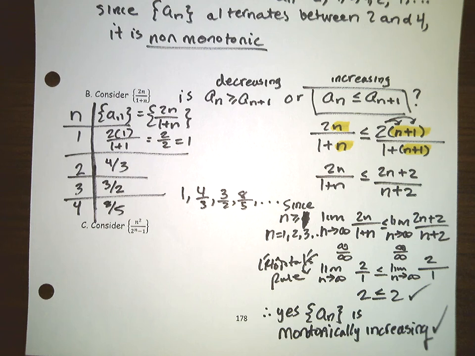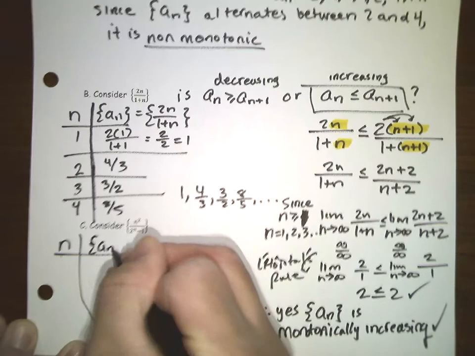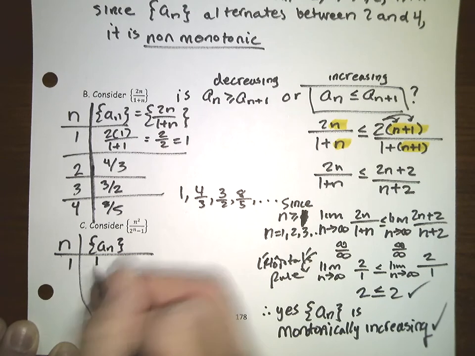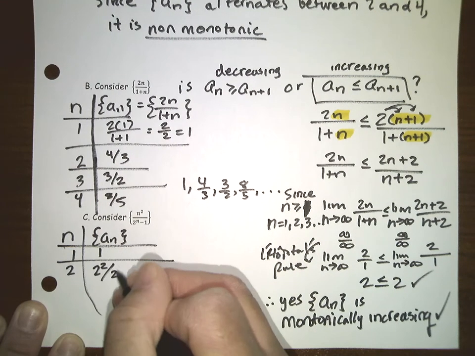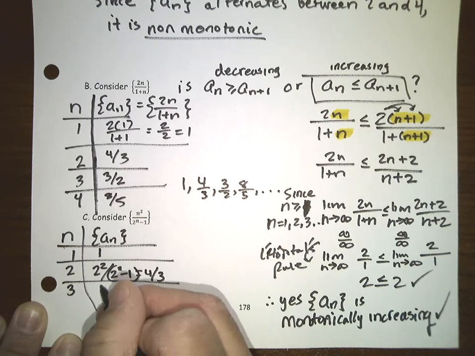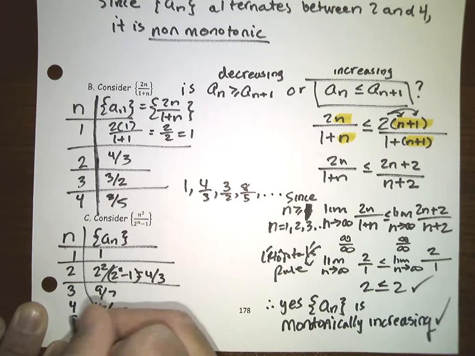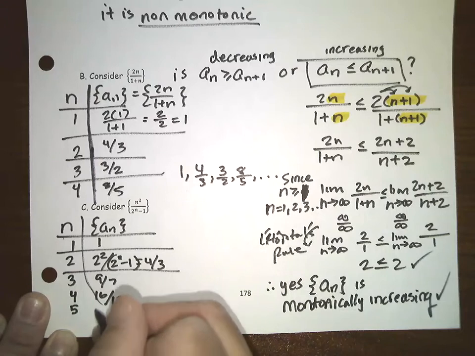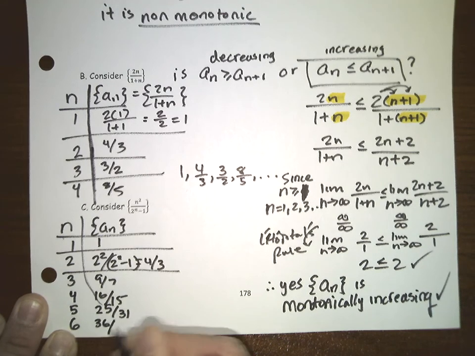All right, yeah, so that one, as I said, just make sure that the terms are always increasing by proving it. Because if you look at the next one, and I have the n, and then I have the a_n: if I have 1, I have 1. For 2, that would be 2 squared over 2 to the 2 minus 1, that's actually 4/3. Then 3, I get 9/7. 4, 16/15. 5, I get 25 over 31. And 6, I get 36 over 63.